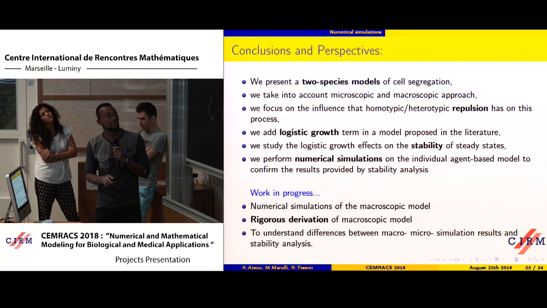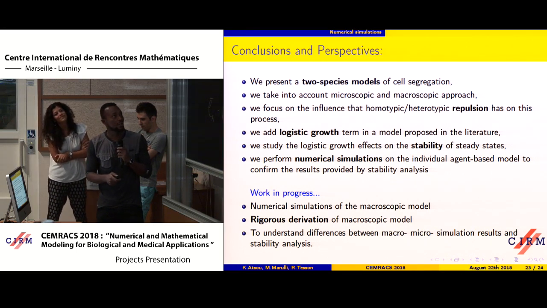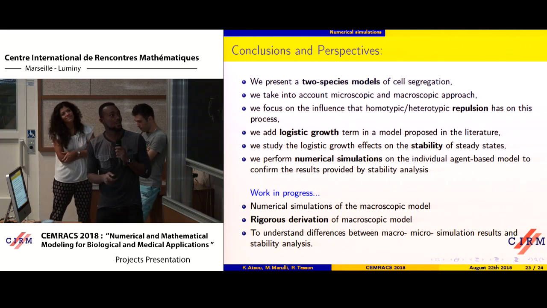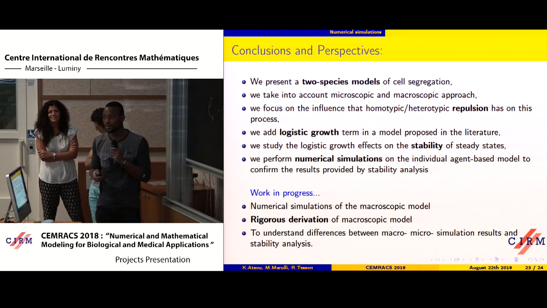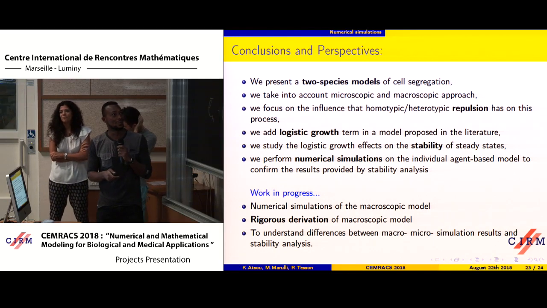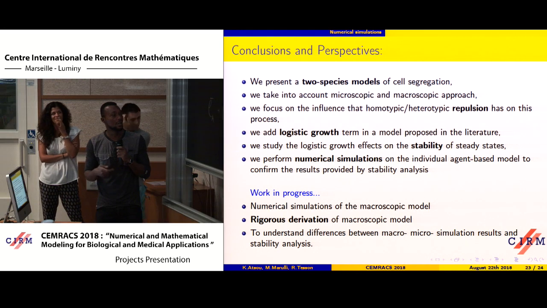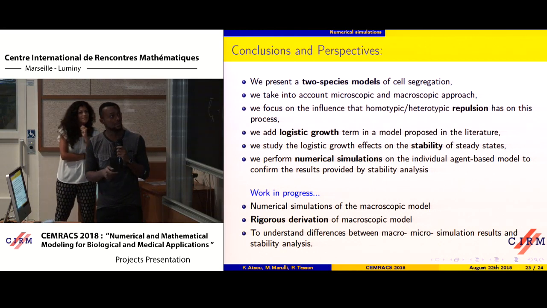And after, in perspective, work in progress, we have already done some numerical simulation of the macroscopic model, but we are not yet understanding what we obtain. So in perspective, we are hoping to improve this numerical simulation and to understand what we get as a result.